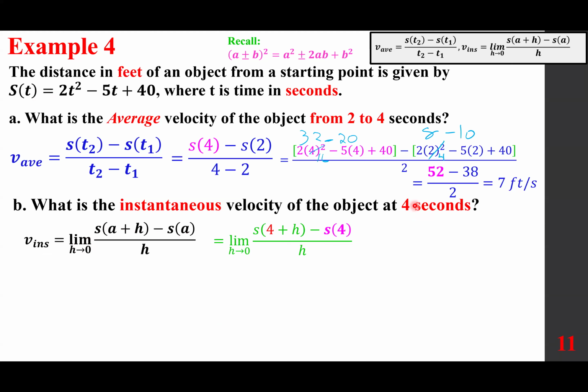And so what is s of 4 plus h? We go back to s of t and we plug in 4 plus h. So we get 2 times (4 plus h) squared, minus 5 times (4 plus h), plus 40. And then s of 4, we can do the same thing, or remember, s of 4 was calculated to be 52. So we can use that.